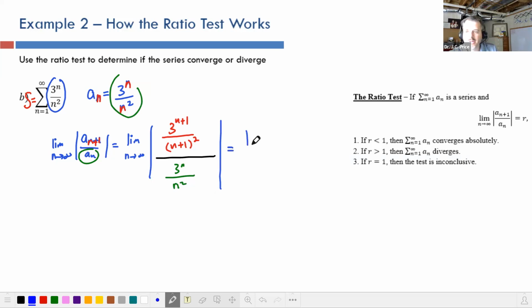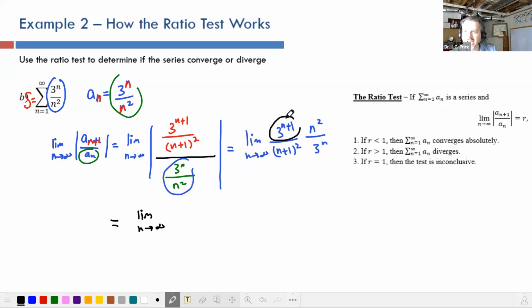This will be equal to the limit as n goes to infinity of 3 to the n plus 1 over n plus 1 quantity squared. And now, since you're dividing by a fraction, we just multiply by the reciprocal. So that's n squared over 3 to the n. And so that's going to be equal to the limit as n goes to infinity of what? So now 3 to the n plus 1 is really 3 to the n times 3. So I'm going to write that out. So it's 3 to the n times 3, and then times another n squared. And then on the bottom, I'll rewrite that 3 to the n over here on the left, so it's closer to that 3 to the n on top, and then n plus 1 quantity squared.